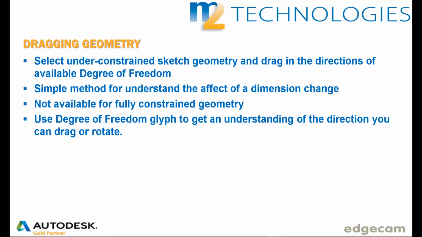If you'd like to get an insight on what direction it may move, be sure to turn on the degrees of freedom glyphs so that you get a preview of the possible directions it can be moved in. Because remember, the entity will only move in the directions it is allowed to based on what geometric constraints are applied or what dimensional constraints have been added. Now, let's go ahead and take a look at the interrogation of some of these sketches.